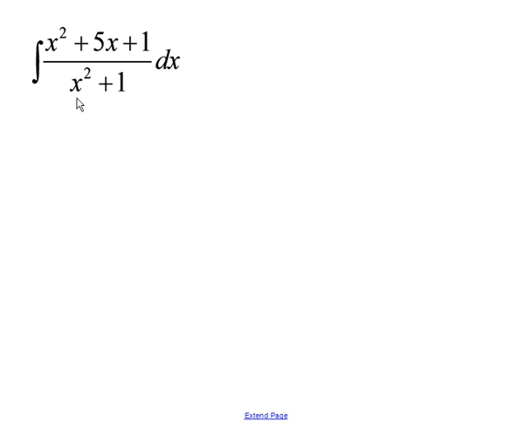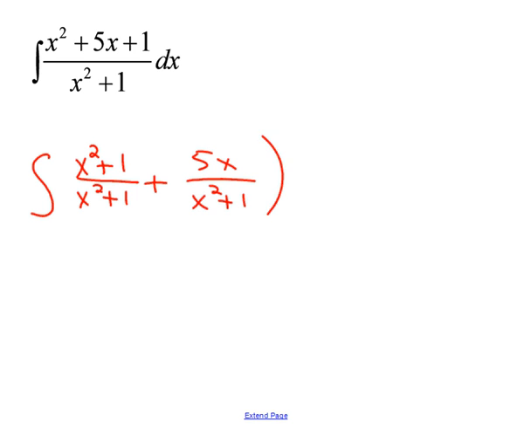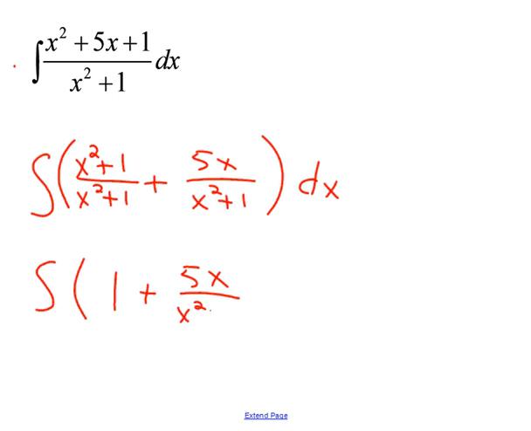So here's my trick again. I can take this fraction and split it into two equivalent fractions. So I can say, oh, there's an x squared plus 1 over x squared plus 1, and then there's a 5x over x squared plus 1. See, I take this one fraction on top and I split it into two fractions, both with the same denominator. And again, this becomes 1 plus 5x over x squared plus 1.